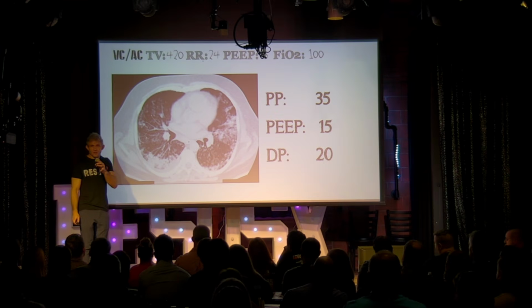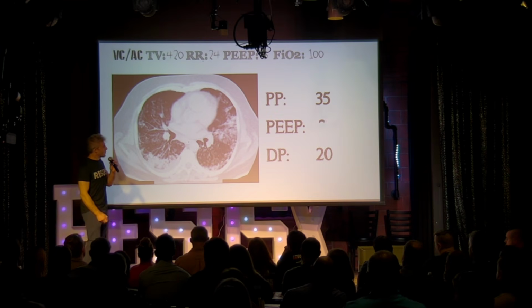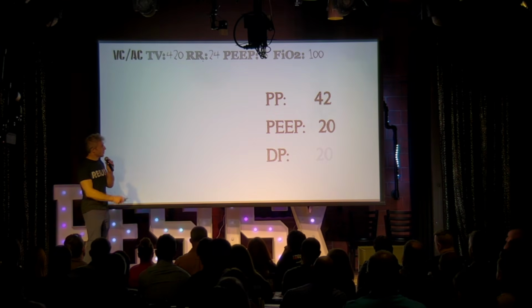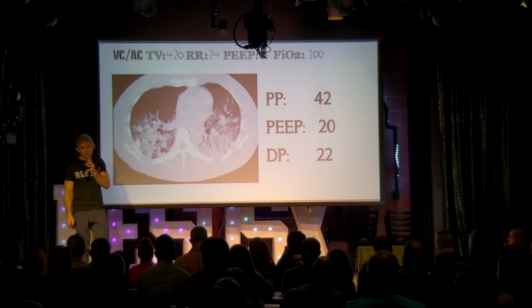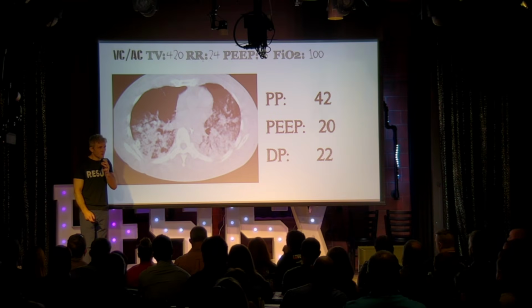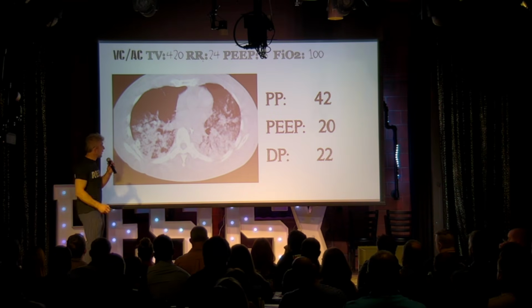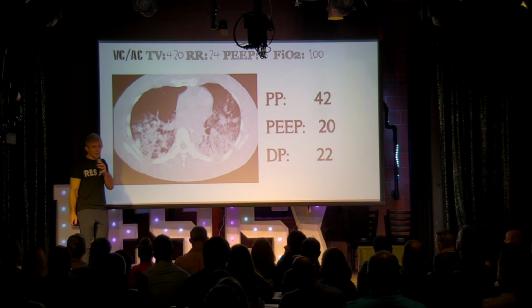Let's do it again, right? Let's keep rolling. So we go to a PEEP of 20, we measure our plateau. Now it's gone up to 42. My driving pressure increases to 22. What happened? Yeah, he's probably started overdistending, right? You've recruited all the lung you can recruit, and now you're overdistending the good lung in the alveoli, right? And so I probably went a little too far.